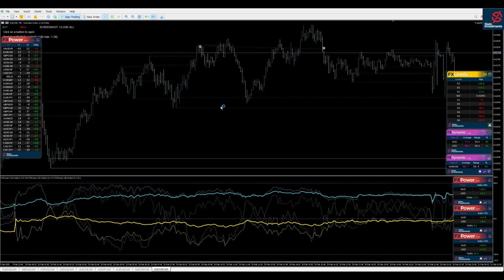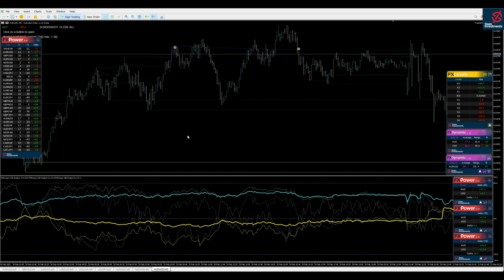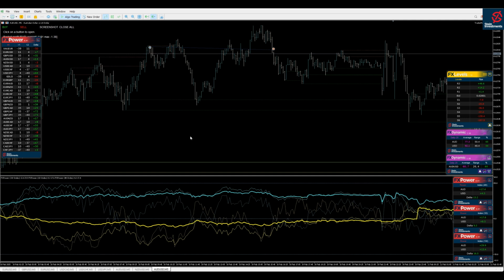We have a new support level here. The price came back, touched it, and went along the other way. It's not always like that, but I'm happy about the precision we can work with and we can provide to our customers here.